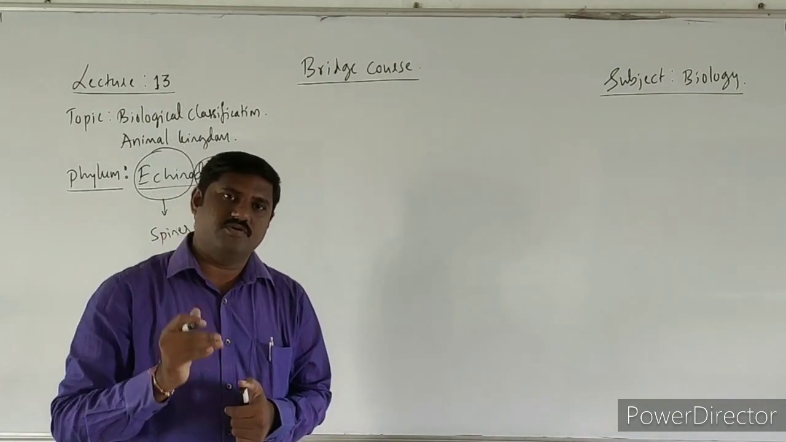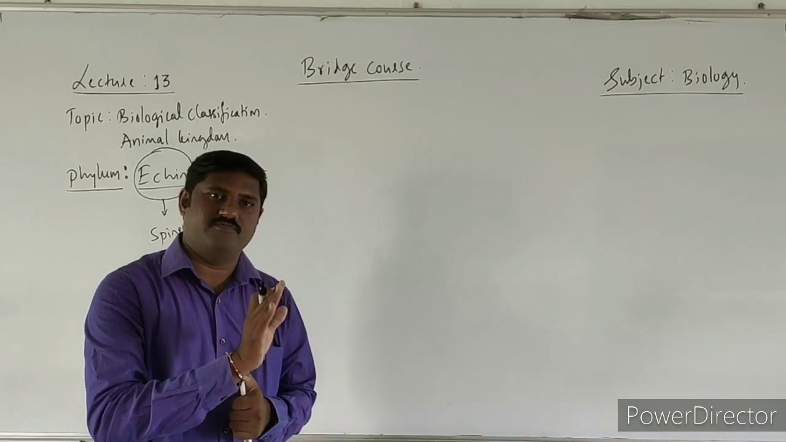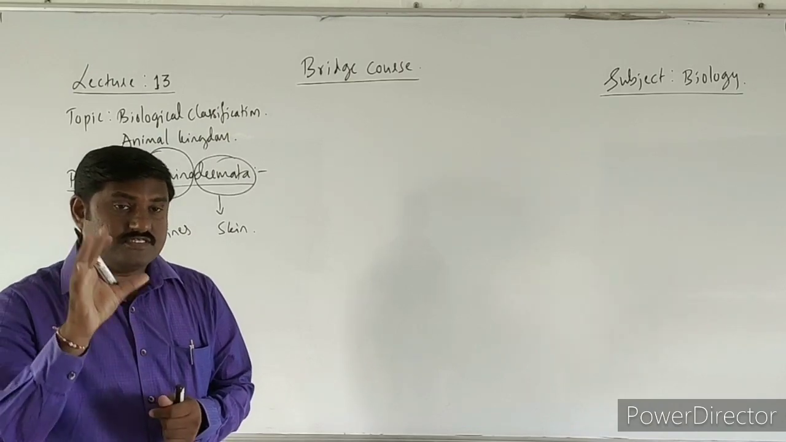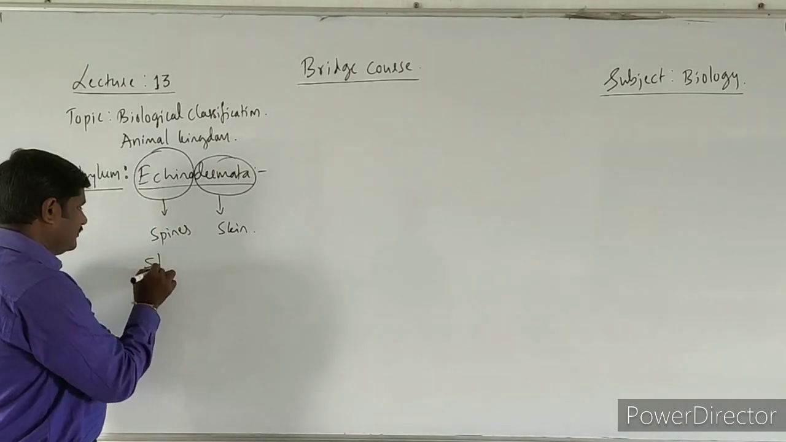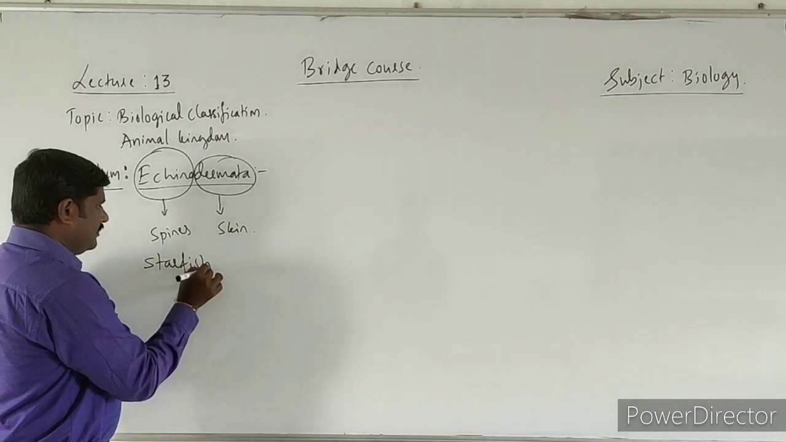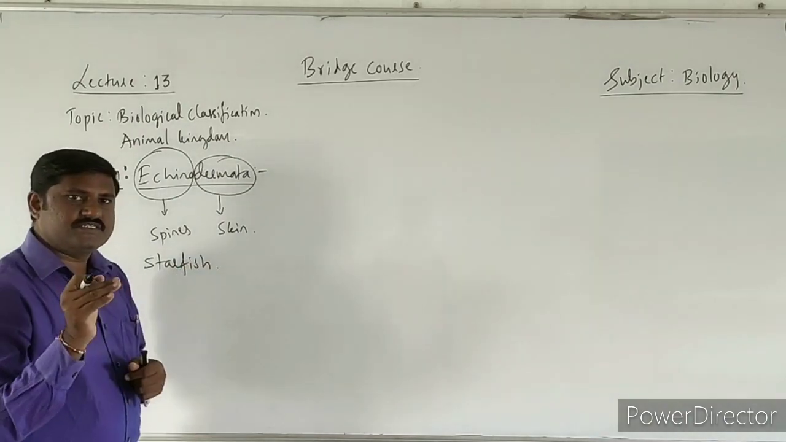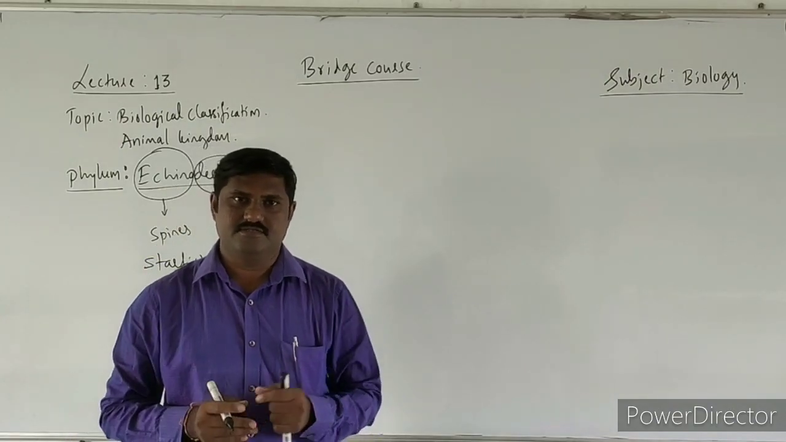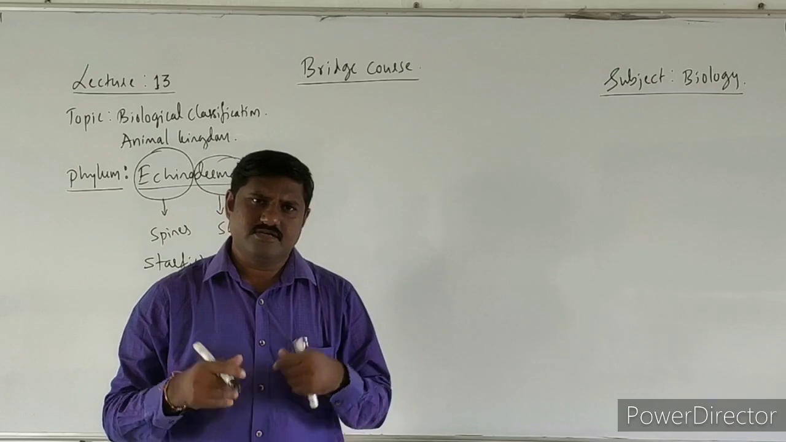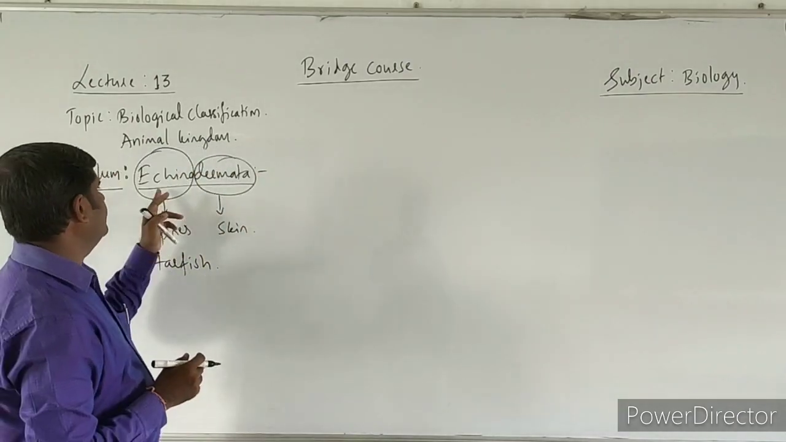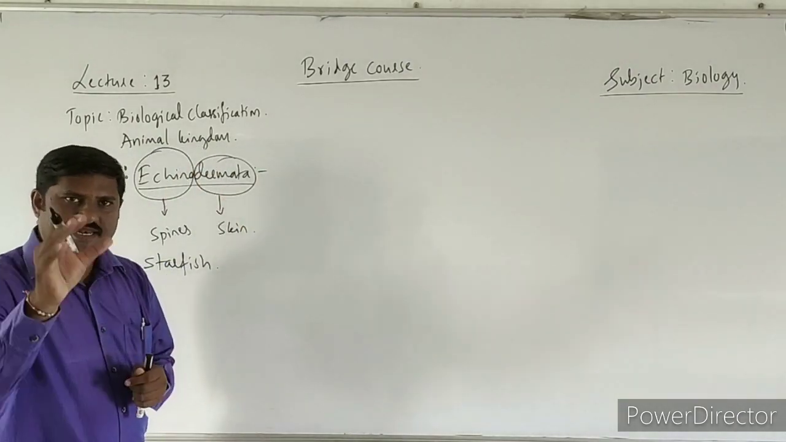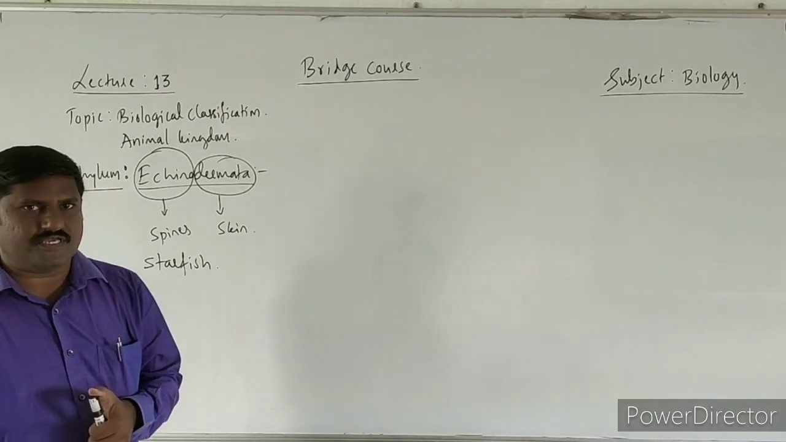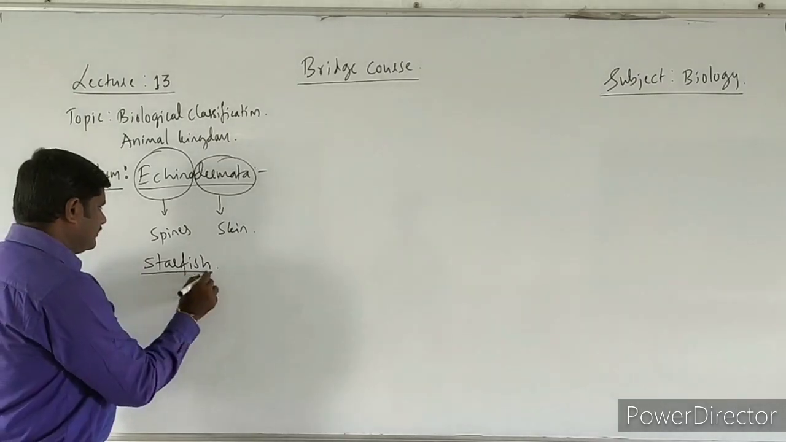These are also having some unique features. If you come to know the examples, then what kind of body symmetry, everything you will come to know, right? So starfish is the best example for this one. Starfish is the best example. Brittle star is also the next example. Sea urchin, sea cucumber, right? So these are all examples for Echinodermata. One best example we will take as a model animal for describing all the characteristic features. That is the starfish.